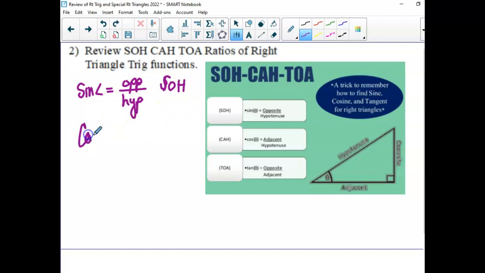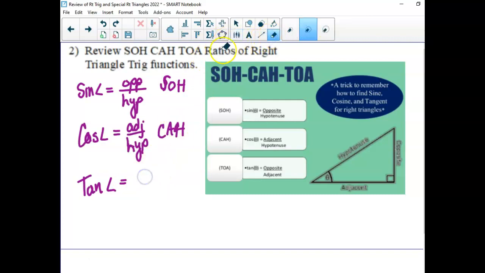CAH is cosine, which is abbreviated COS, of an angle is equal to the ratio of the adjacent leg to the hypotenuse. And that's CAH. And then the last ratio is the tangent, which is abbreviated TAN, of an angle is equal to the opposite over adjacent. Sorry. I'm just worried about other things.